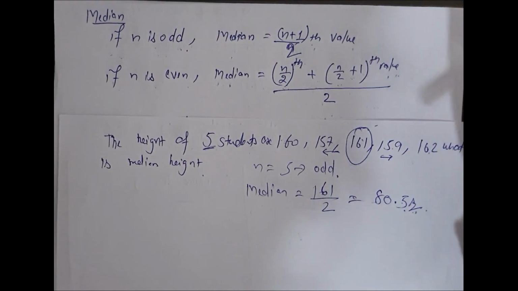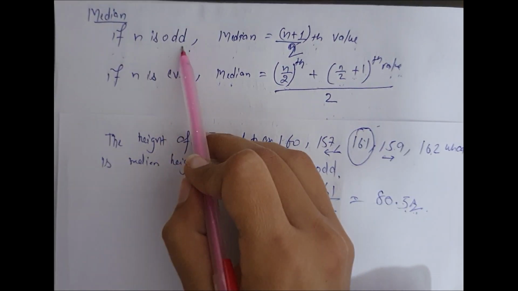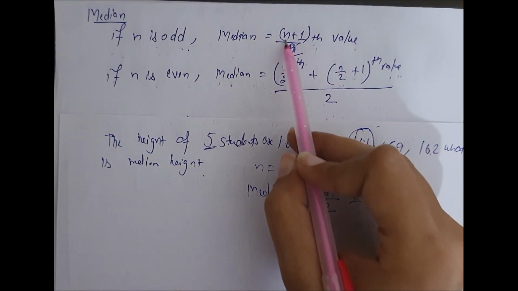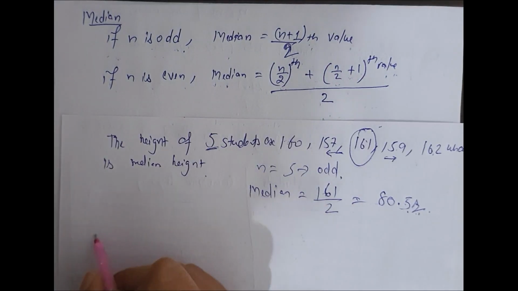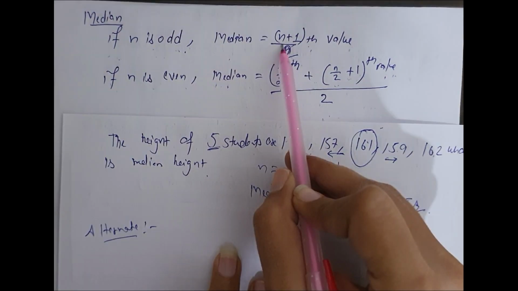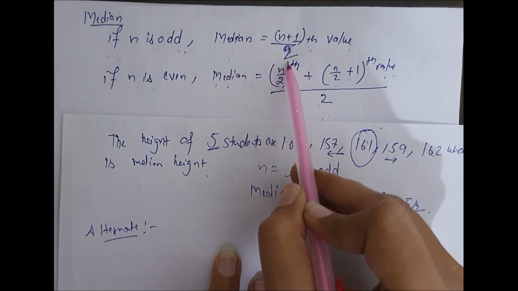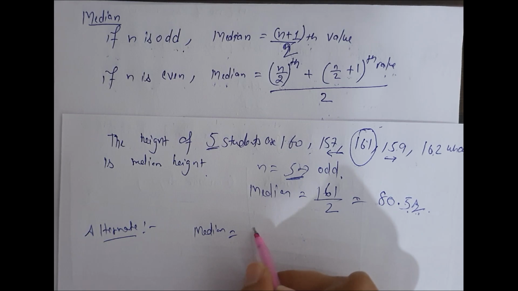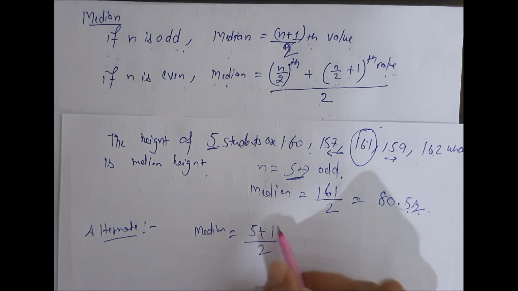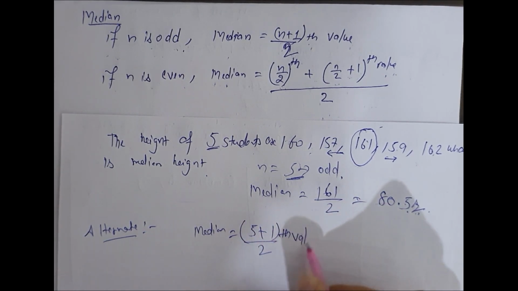If we understand it with the help of the formula, when n is odd, then median is the (n plus 1) divided by 2th value. Now the alternate method. According to the formula, the (n plus 1) divided by 2th value. Here n is 5. n plus 1 means 5 plus 1 divided by 2th value. Third value.